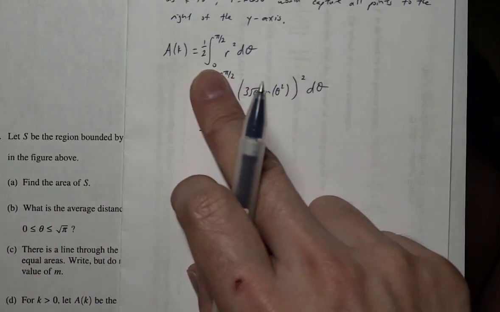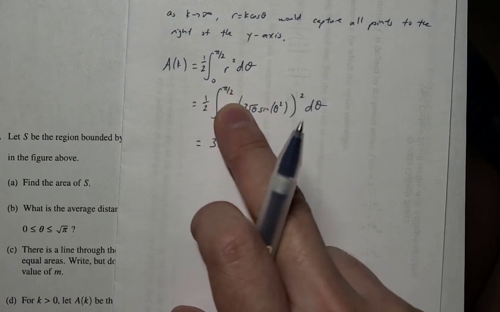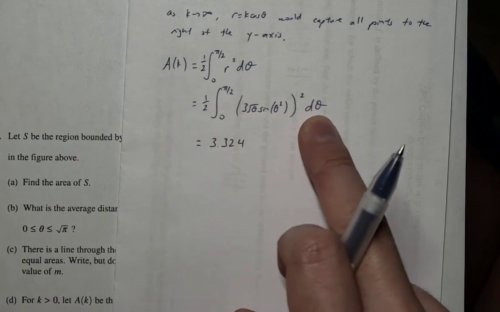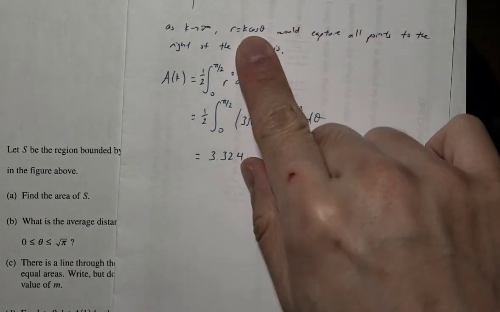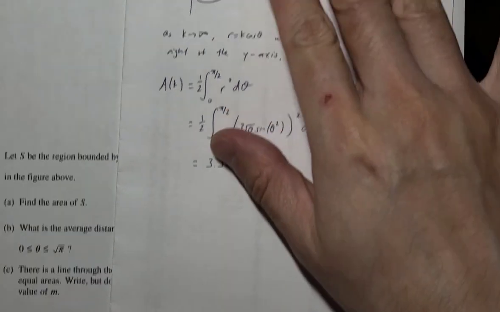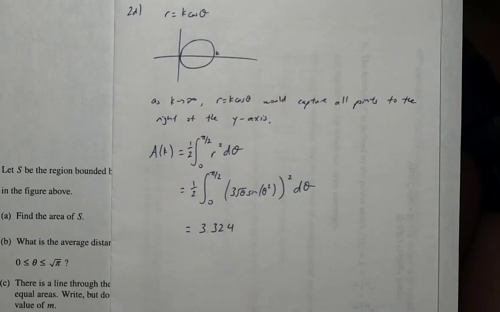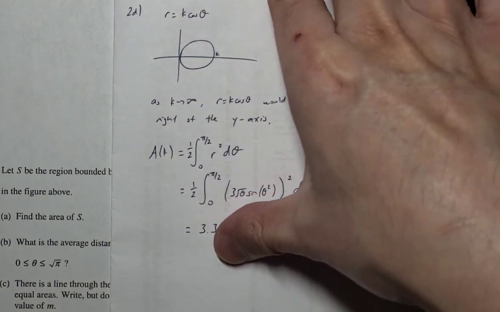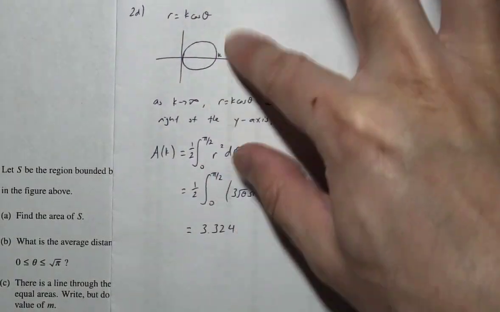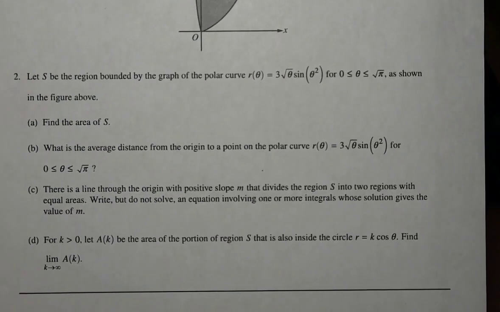So the integral A of k equals half the integral from 0 to pi over 2 of r squared d theta. R is the function that they gave us. Plug this into your calculator, you should get 3.324. So the trick to this problem was knowing how this curve looks. R equals k cosine theta looks like this. And as we stretch k to infinity, we expand it. You can imagine this circular region keeps getting bigger, right? It'll include everything to the right of the y-axis. And that's how we do this one, okay?